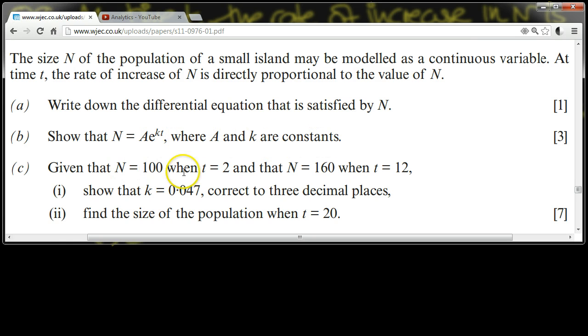Given that n is 100 when t is 2 and that n equals 160 when t is 12, show that k is equal to 0.047, correct to 3 decimal places. Find the size of the population when t equals 20.